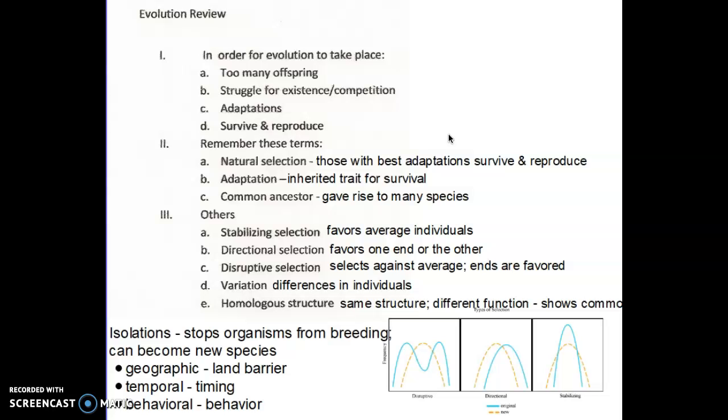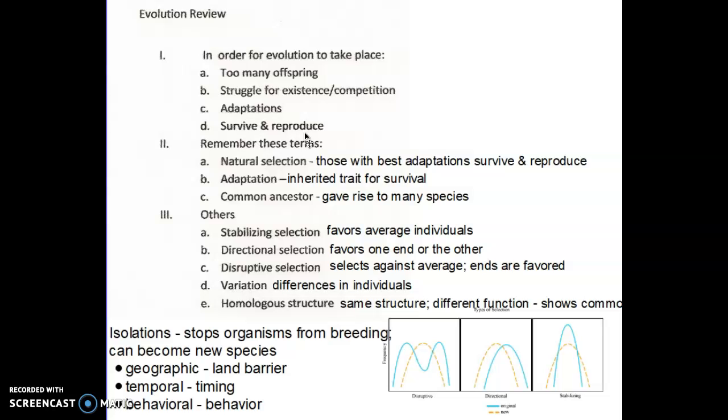There has to be some competition. Okay, too many of them, they all need the same resources. But some organisms are going to have better adaptations, and therefore, those are the ones that are going to survive and reproduce and pass on those adaptations. Okay, so those are the four things in the order that they happen. Too many offspring, they're going to struggle and compete. The ones who are better adapted or better suited for their environment are going to survive and reproduce.